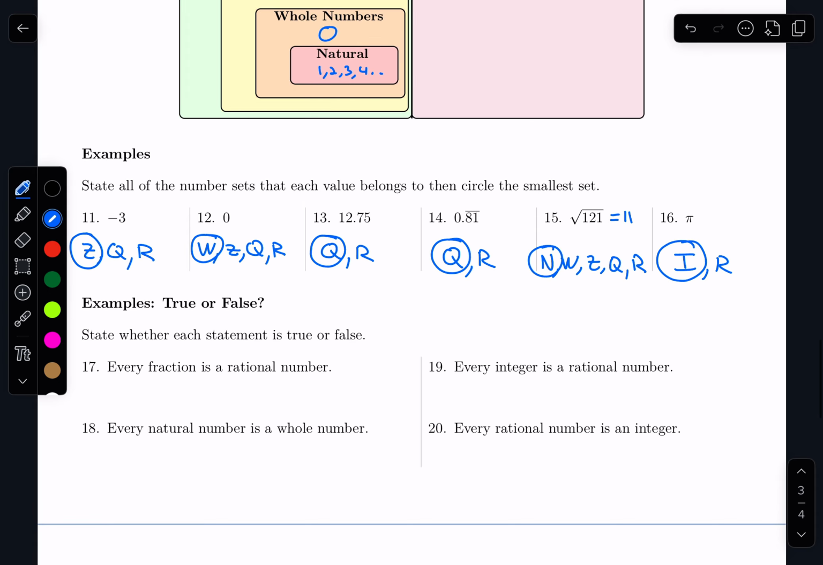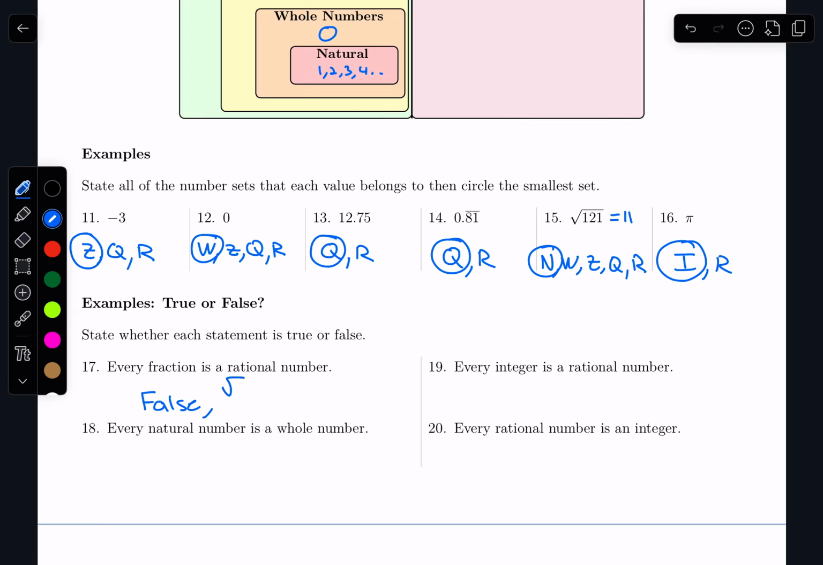All right, a couple true false for us to wrap this up, make sure we're understanding. So it says state true or false for each of these. Number 17, every fraction is a rational number. Now, we know that rational numbers can be represented as fractions, but this is actually going to be false. Not every fraction is a rational number.